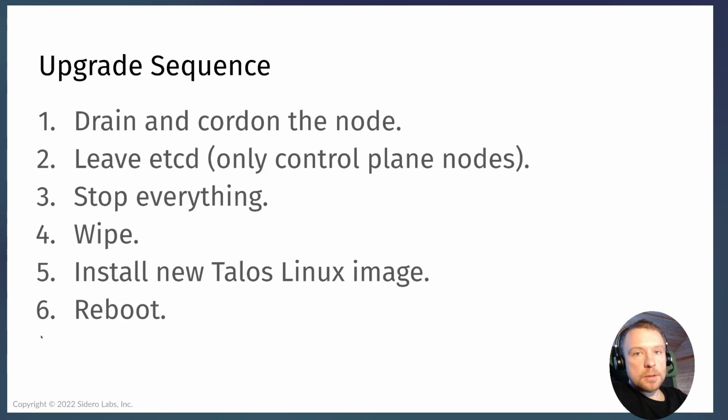After that, Talos stops everything, wipes the disk, installs the new Talos image, and reboots. On reboot, the Talos boot is normal. So if it's a control plane node, it will join back the etcd cluster, if it left, of course, on upgrade. Then it will launch all Kubernetes components, and the kubelet will register the node back, and the workloads will be scheduled once again by Kubernetes on this node.